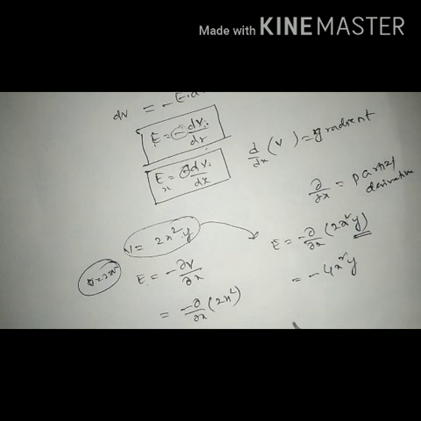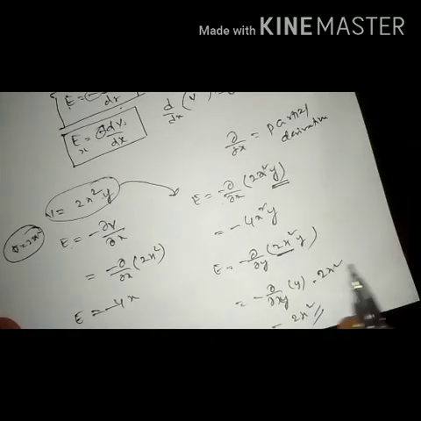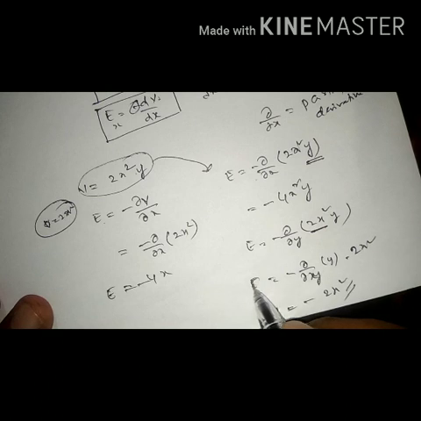Suppose you are differentiating with this, the same with the y component also. This will have both y and x components. Suppose you take dou by dou y of, again you write 2x square y. You write 2x square as constant and you can write minus of dou by dou y of y multiplied by 2x square. Dou y by dou y is 1. So I can write minus 2x square will be the y component.